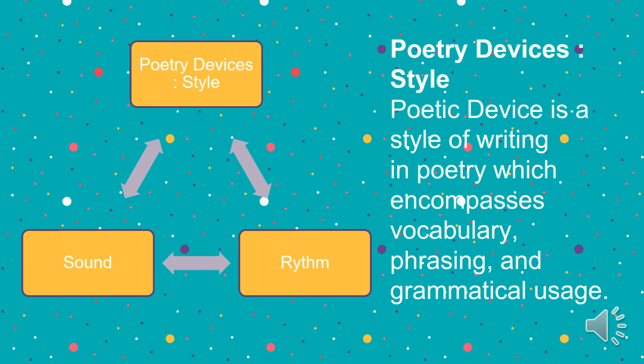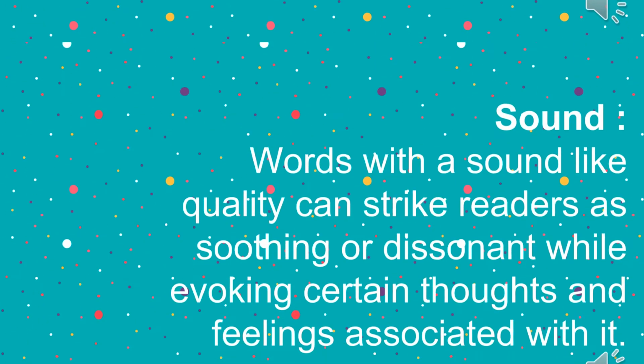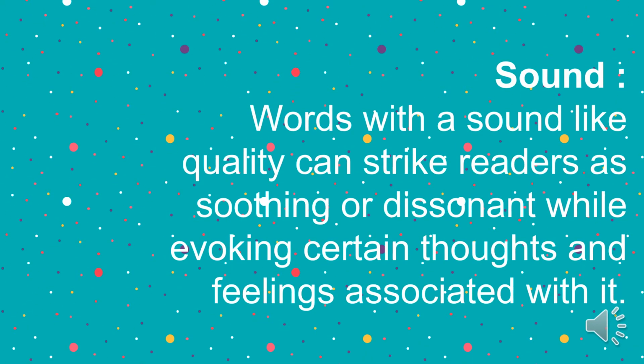Poetic devices style. Style is the way of writing in poetry which encompasses vocabulary, phrasing, and grammatical usage. Poetic devices style is divided into two forms: sound and rhythm. First, sound. Words with a sound-like quality can strike the reader as soothing or dissonant, while evoking a certain thought and feeling associated with it.